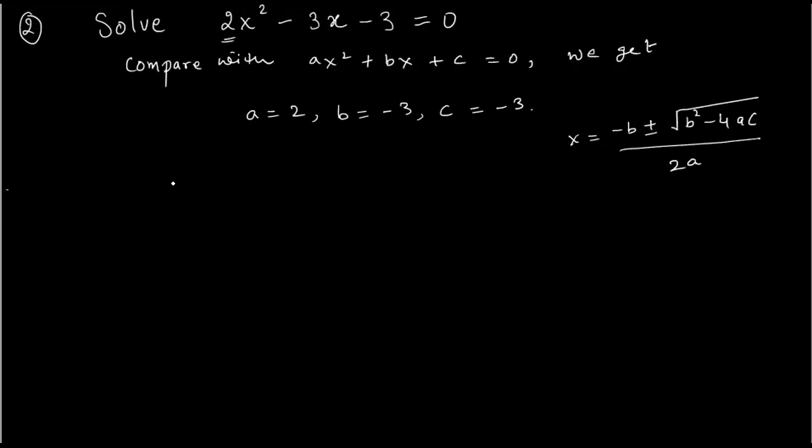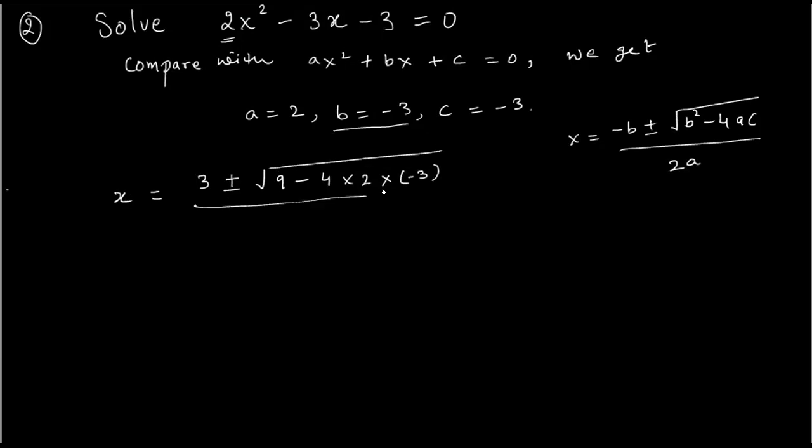Let us plug the values of a, b, c in this formula. So we get x = negative b, and b is already negative 3, so negative b is basically 3, plus-minus the square root of b². The square of negative 3 is simply 9, minus 4, where a is 2 and c is negative 3, over 2a, where a is 2. Now let us solve this: 3 ± √(9 - 4 × 2 × (-3)). Negative 3 into negative 4 is 12, 12 times 2 is 24, so 9 + 24, over 4.